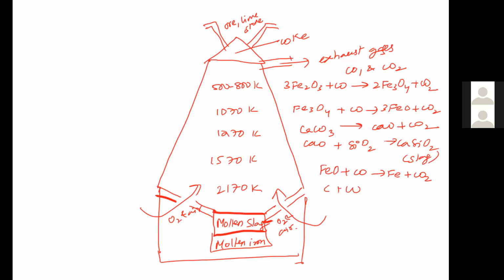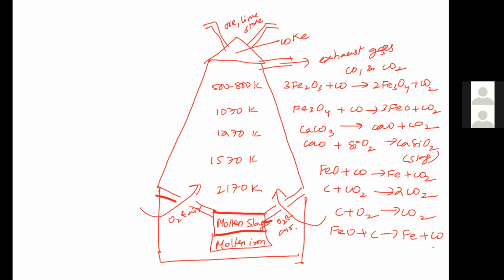Coke reacting with carbon dioxide gives carbon monoxide. C plus O2 is giving rise to CO2. FeO plus carbon gives rise to Fe plus CO. All these are the reactions that occur. So the reactions, whatever occurred, have all proceeded at different temperatures and at different stages.